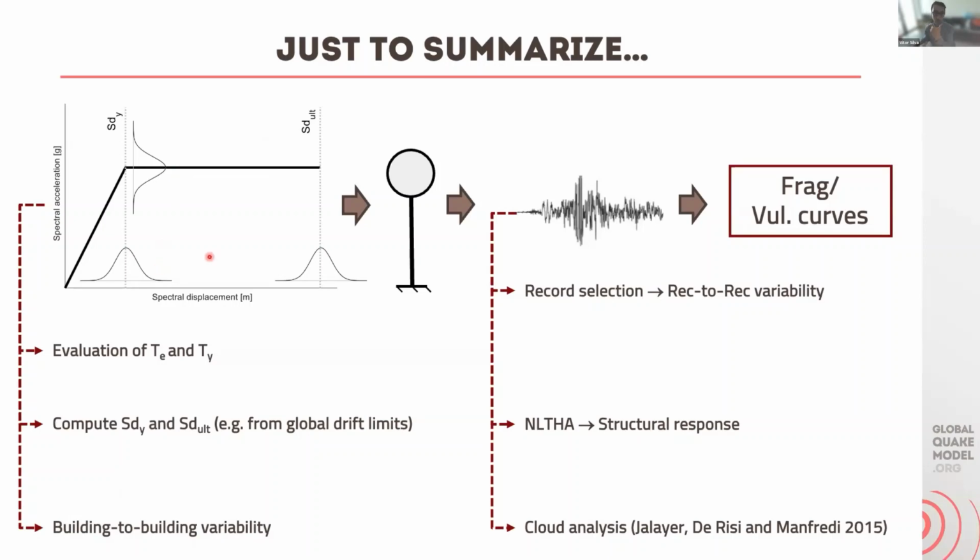It is possible for you to propagate the uncertainty on the capacity or not. For example, if you know probability models to sample the yielding and the ultimate displacement, and if you also know the correlation that exists between these two metrics, you can produce one or many capacity curves. You run your nonlinear time history analysis, and you can have fragility or vulnerability curves.